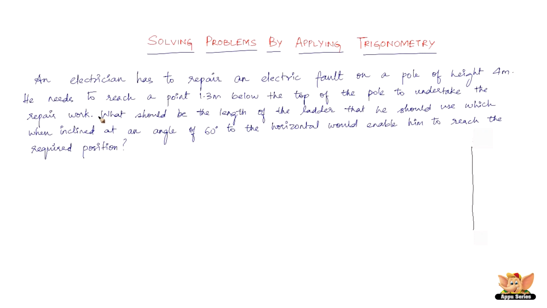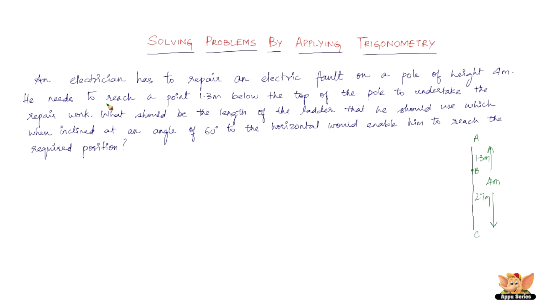Now he needs to reach a point 1.3 meters below the top of the pole to undertake the repair work. All right. So if the pole is 4 meters, he needs to come somewhere here, right? This is A. Now we've got this total length is 4 meters. But then he needs to repair somewhere here. That is 1.3 meters. And this is going to be the rest. That is 4 minus 1.3, which is 2.7 meters. So let's name this point B and let's name this C.